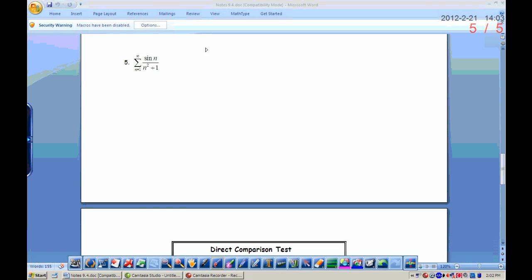I'm going to just go ahead and compare it to 1 over n squared. And the reason that I don't really need to consider that sine n is because the sine of n is only going to fall between -1 and 1. And therefore, that's not really going to make my terms significantly bigger or smaller as n increases. So 1 over n squared converges. It's a convergent p-series.